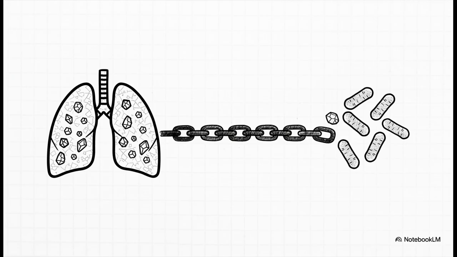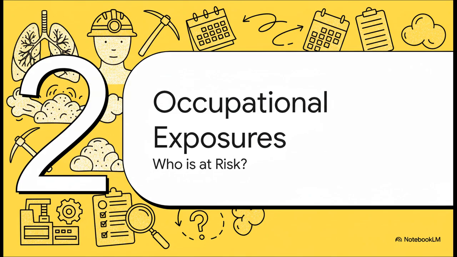And that brings us to a huge clinical point. This is a classic board question. Because silica messes up macrophage function, patients with silicosis are at a much, much higher risk of developing tuberculosis. You have to remember that link. Silicosis and TB often go hand in hand. So knowing what causes it leads us right to the next logical question.